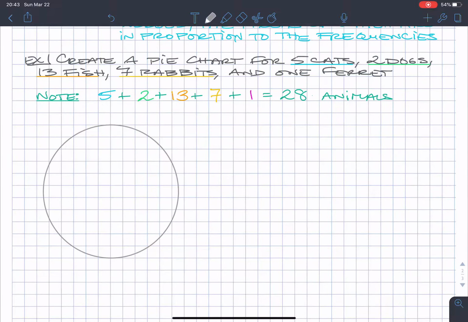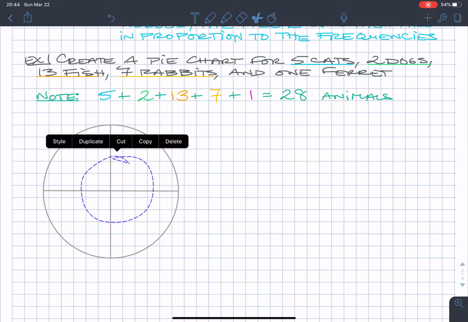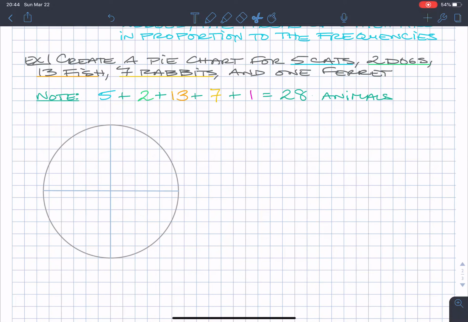Okay, so now what I need to do is, luckily 28 is divisible by 4. So let me go ahead and cut this into 4. I don't know, the middle looks like it's about there. Something like that. But then if I divide 28 by 4, what do I get? Let me color this a bit lighter. Okay, so each of the 4 parts needs to have seven parts.